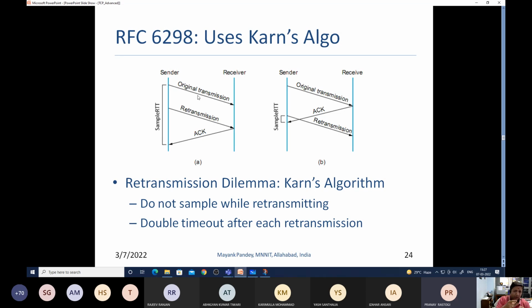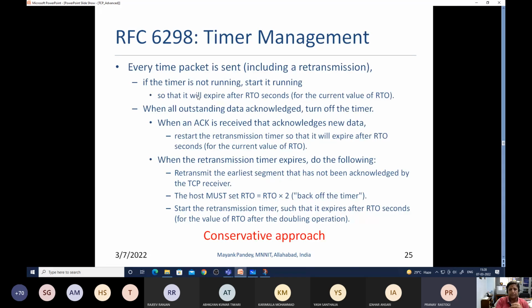You have to retransmit, and there's a reason. Either your packet has been dropped or your acknowledgement has been dropped. So in either case, there is some issue in the network. So why not take a conservative approach? Do not sample while retransmitting, and if you are retransmitting, double the timeout value after every retransmission. So this was given in RFC 6298, and up till now it is getting followed. Now, how the timer is maintained in RFC 6298, which a lot of TCP implementations have followed. Nowadays, a little bit of change is there.